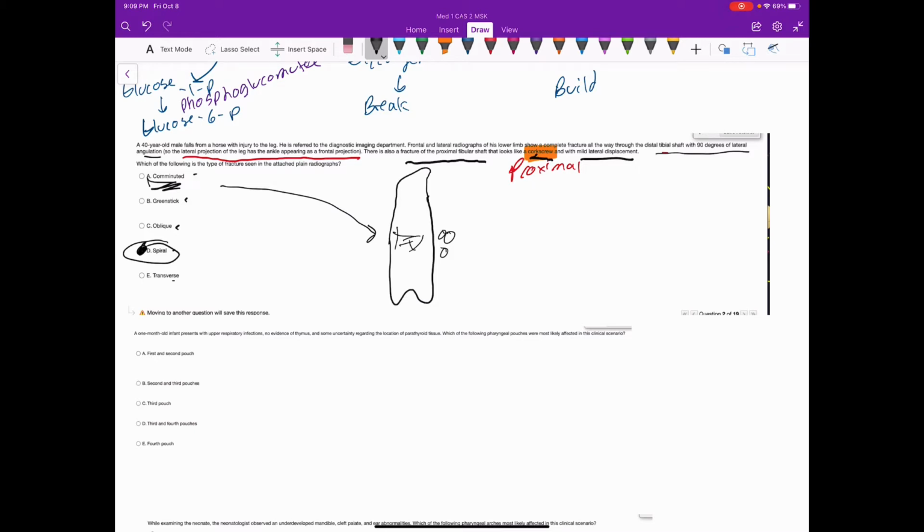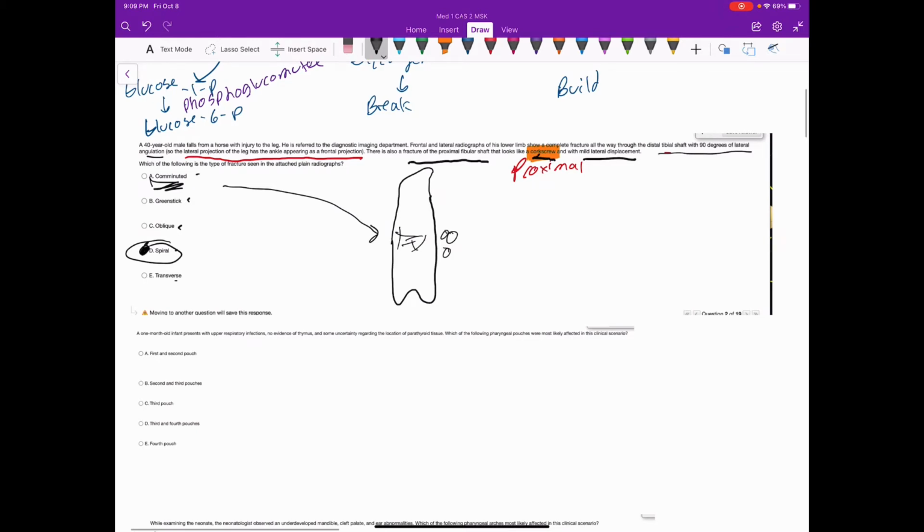Okay, what's a greenstick fracture now? A greenstick fracture, let me try to draw a new bone. The bone is going to break probably at the midpoint, maybe toward the proximal end, but it's going to bend first. So the bone is actually going to appear a little bent, and then it's going to fracture at the bent region. That's going to be a greenstick fracture. Now what about an oblique fracture? An oblique fracture is going to be a full-on fracture that cuts across the entire bone. This is going to be an oblique fracture going across.